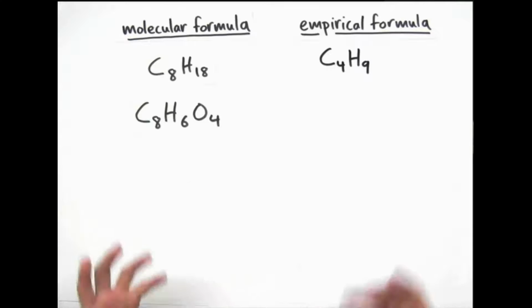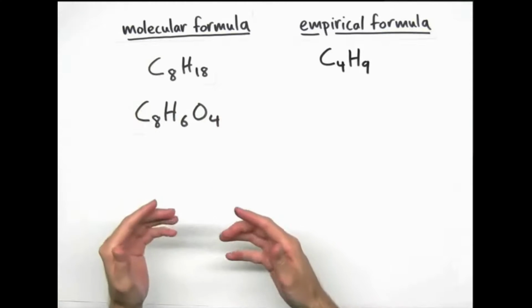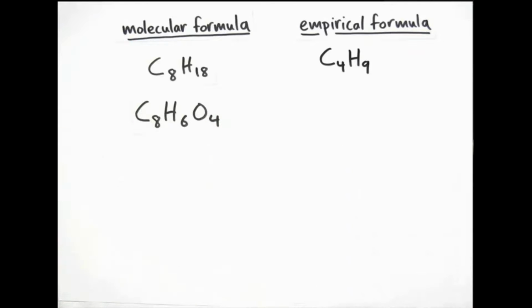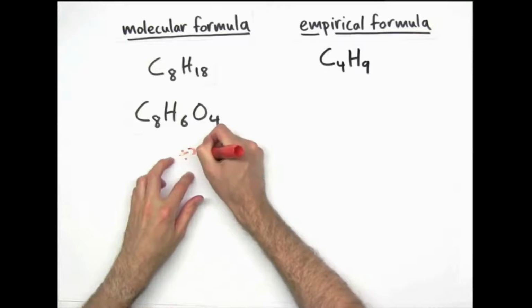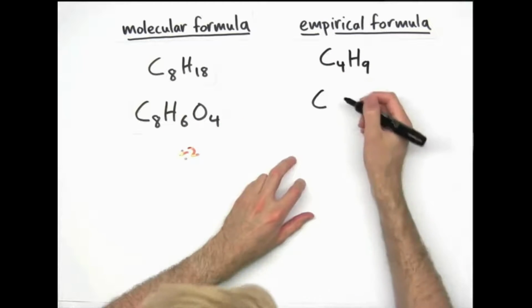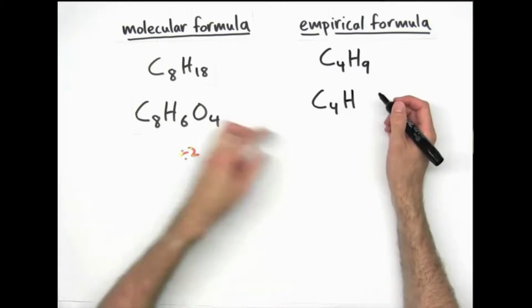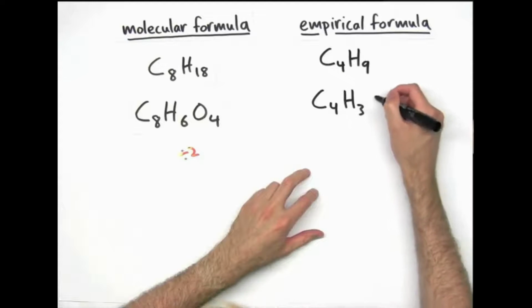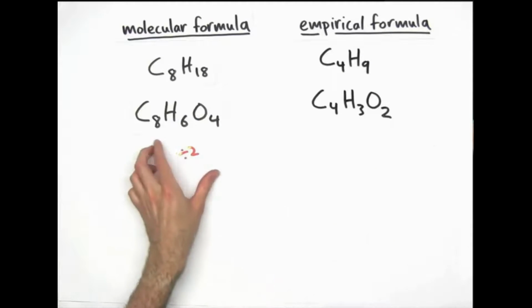C8H6O4. As before, we want to ask what's the biggest number that we can divide all of these by to get this as reduced as possible, okay? We can divide all of these numbers here by 2, just as we did up here. And so the empirical formula is going to look like C, 8 divided by 2, 4, H, 6 divided by 2, 3, and O, 4 divided by 2 is 2, okay?